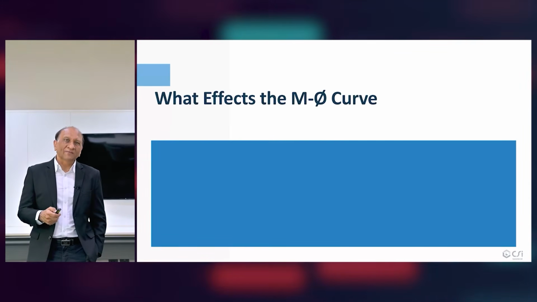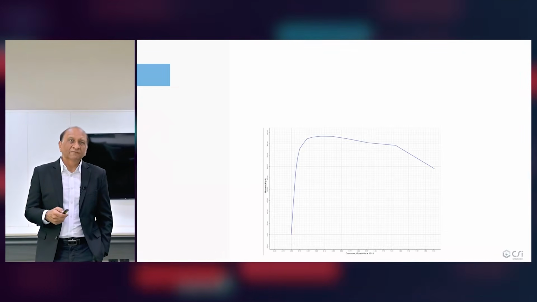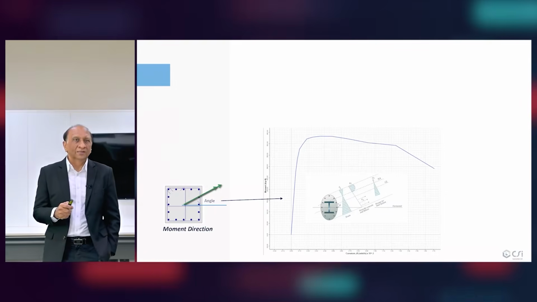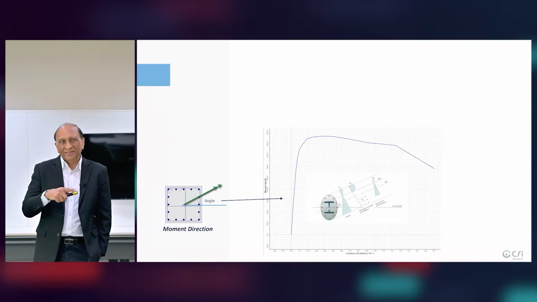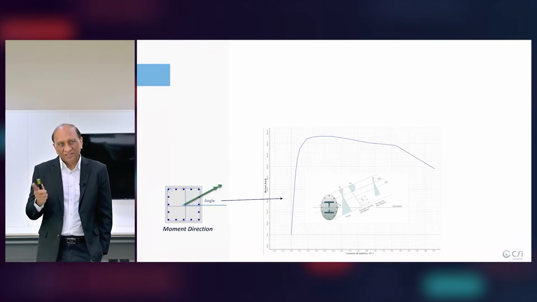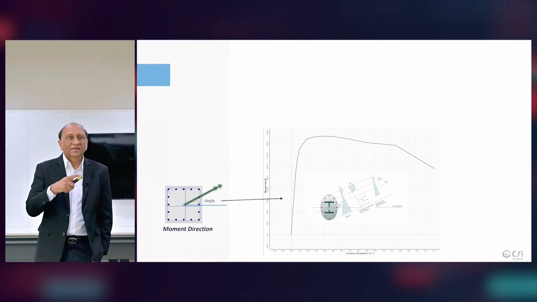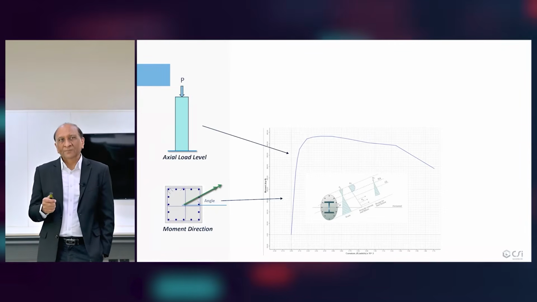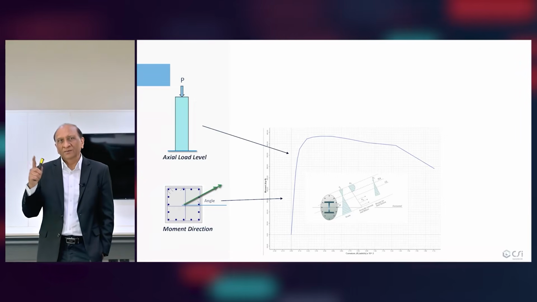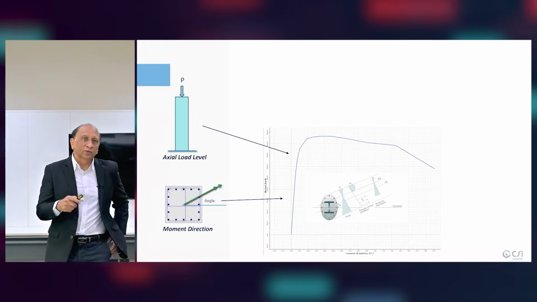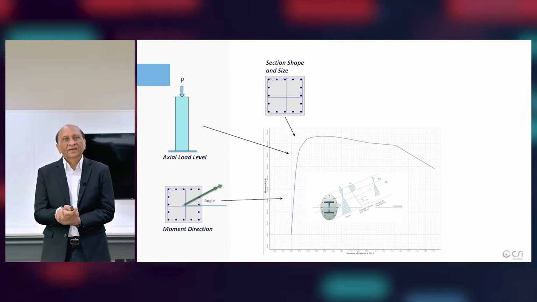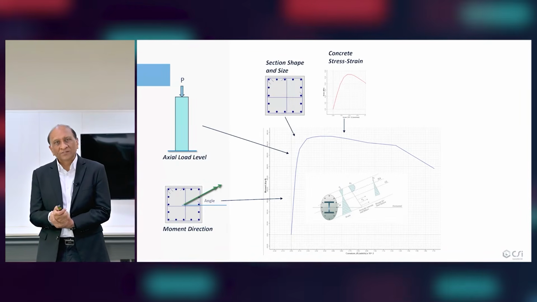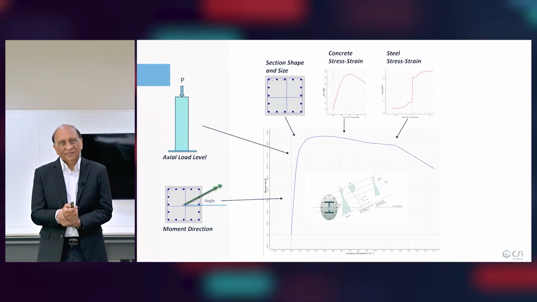So what are the things that affect this moment curvature curve? First of all, it is affected by the angle of bending on the cross section, because moment direction will be important, because cross section has different behavior in each direction of bending. It is also affected by the axial load, because the equilibrium is calculated for the given axial load. It is also affected by the cross section size, shape, reinforcement. It is affected by the concrete stress strain curve and the steel stress strain curve.